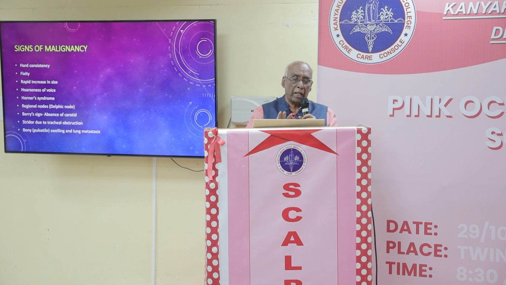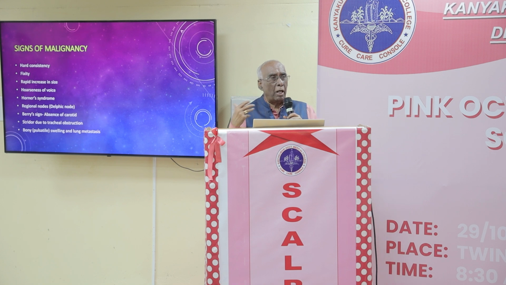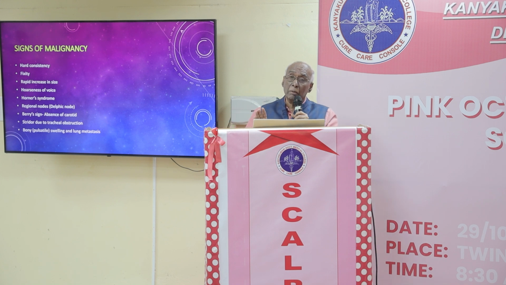Then signs of malignancy, I have given 9. You should know this. Nine: hard consistency, fixity, rapid increase in size, hoarseness of voice, Horner's syndrome. Then the first lymph node to be involved is called the Delphian node, which is nothing but the prelaryngeal node. You should know the components of Horner's syndrome. Then the Berry sign, she mentioned. Stridor due to tracheal obstruction.